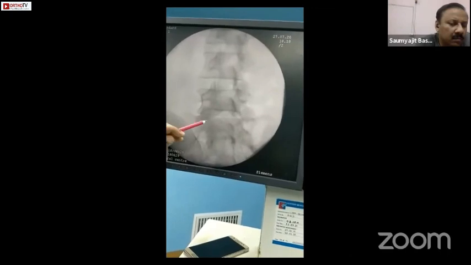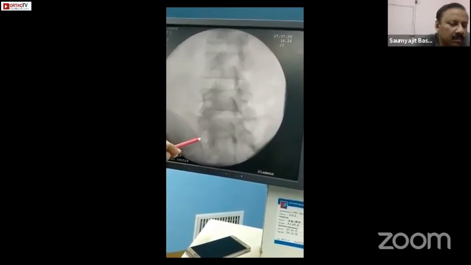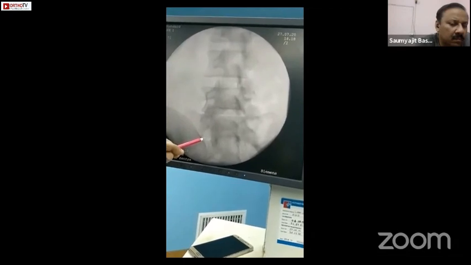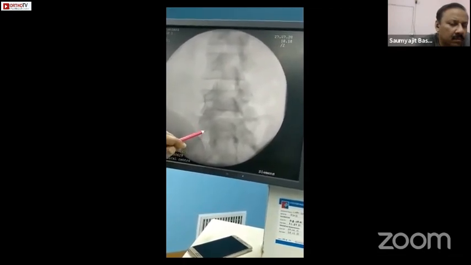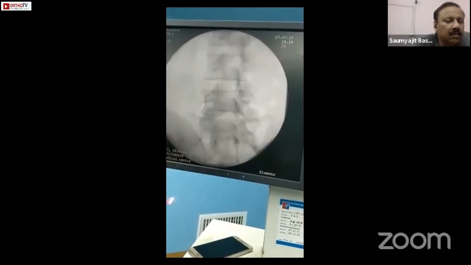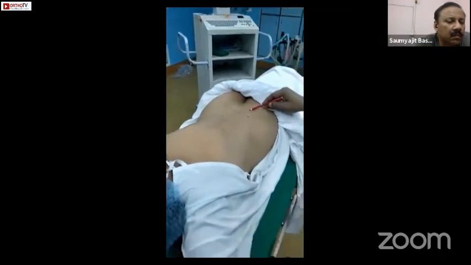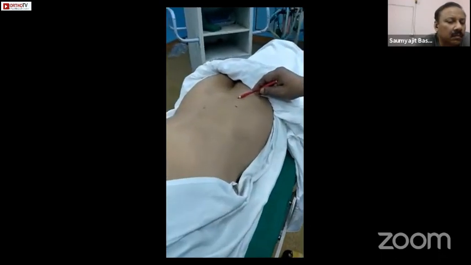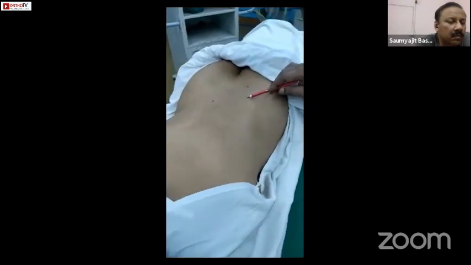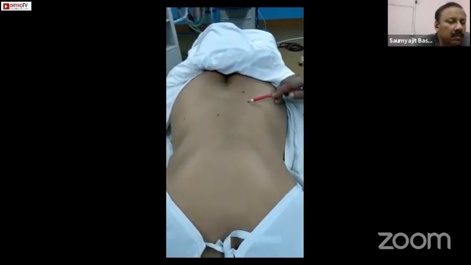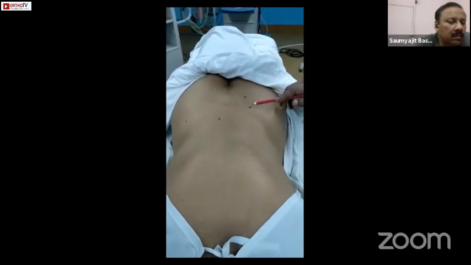Because the S1 root moves like something like this and exits out of the sacral bone to the anterior sacral foramen, which is actually this. But here is where you will be targeting, the posterior sacral foramen. Point to be noted is that the entry point of the sacral foramen is much medial to the entry point of the L5 root block. Appreciate this.